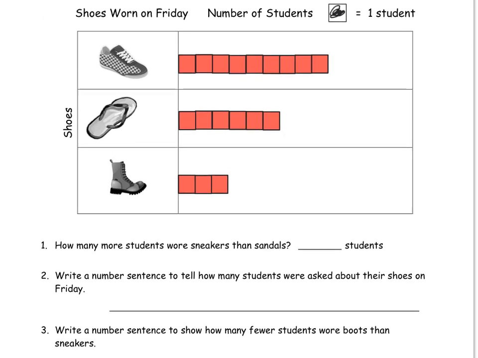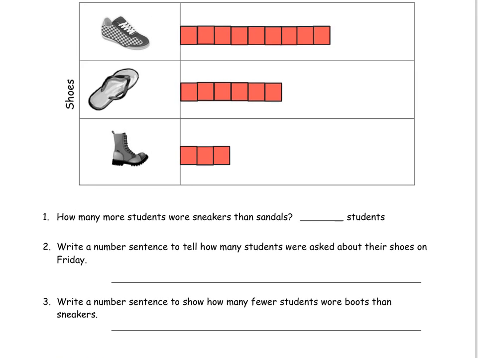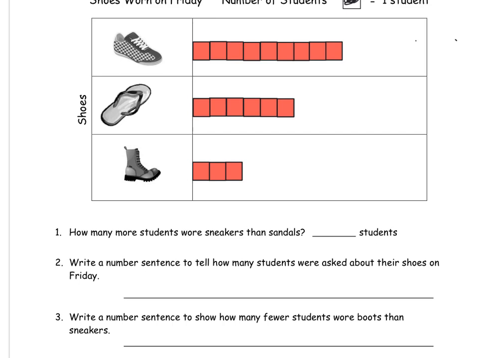So I'm going to slide down, and we're going to answer some questions on this. The first question says, how many more students wore sneakers than sandals? So if I look up here for sneakers, I know that in my statement it said that there were 9. So I have 9, and sandals were 6, and I'll just fill in the boots with 3. So I'm looking for sneakers to sandals. So I have 9 and 6, and I know that the difference of those is 3. So 3 more students wore sneakers than sandals.